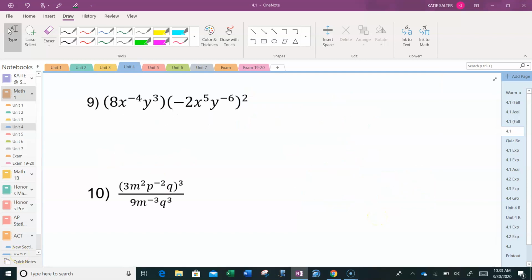All right, copy down these two problems, then pause the video and work them out, and then restart the video to see how we did.